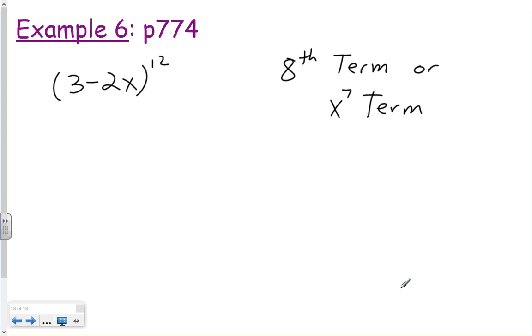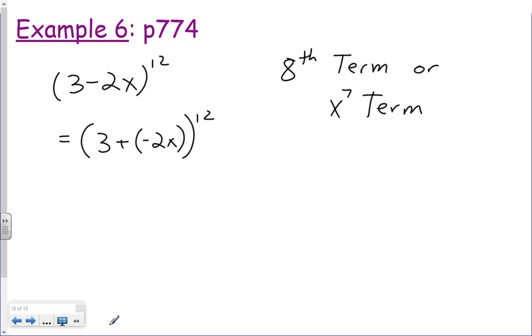Some problems will be asking for the 8th term. Some problems will be asking for the x to the 7th term. Asking you for the exact same thing is the key to recognize here. All right, so how do I go about calculating that 8th term, or the x to the 7th term? Well, again, with this being subtraction here, let's rewrite this as 3 plus the opposite of 2x to the 12th power, just so I get the negative sign along with this. Again, that's something that you probably might want to do here initially, but as you get better and better at this, you can probably leave off that step of rewriting it as addition.